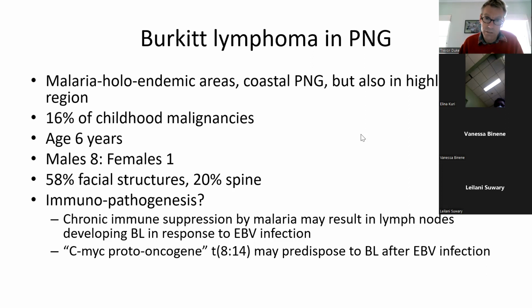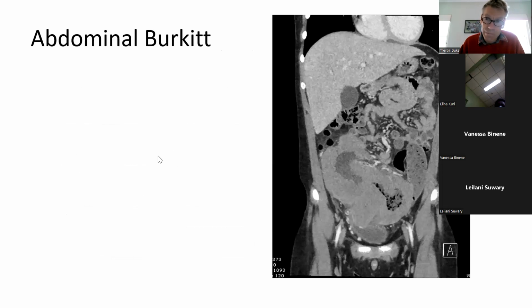It's an interesting cancer because it has an unusual origin. But as I said, it's a very rapidly growing tumor, so you have no time to waste in treating these patients. This is an abdominal Burkitt lymphoma, what they call the non-endemic type of Burkitt. You can see the large mass in the abdomen.